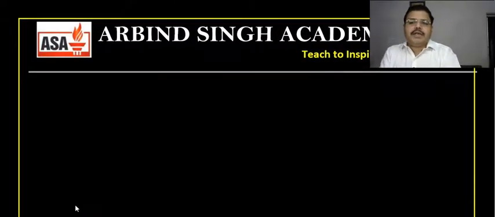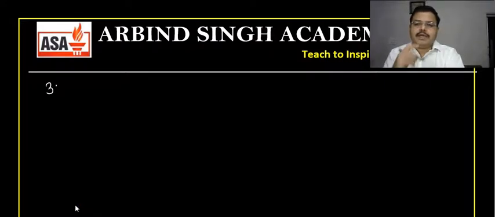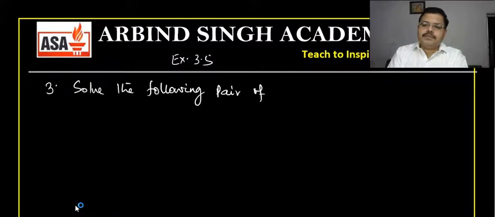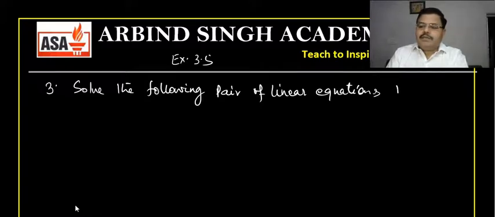The question is starting from question number 3 only, because the rest of the two questions have been discussed in the previous lecture. So here the question is, solve the following pair of linear equations, exercise 3.5, by substitution and cross multiplication method.